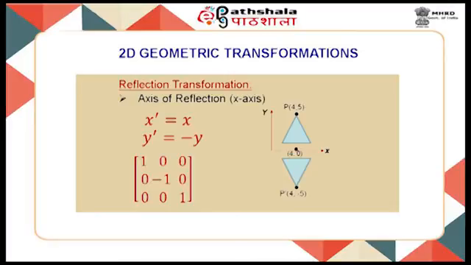The same thing is shown here in a matrix. It is 1 0 0, 0 minus 1 0, and 0 0 1. If you put this in matrix form, it is an identity matrix where the x coordinate stays the same and the y coordinate becomes minus y. So, it is 1 0 0, 0 minus 1 0 and 0 0 1.